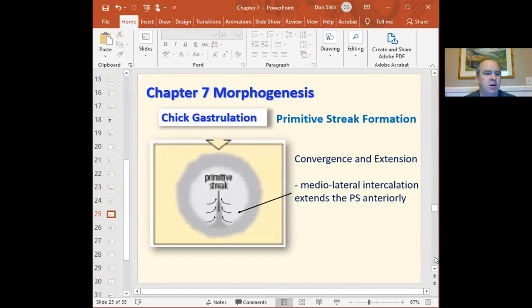So here we're talking about convergence and extension in the chick gastrula. So the formation of that primitive streak is all about C&E because cells are coming from the side, starting at Koller's sickle there, coming from the side and coming in like this and moving through, and that's what's forming that primitive streak. It's mediolateral intercalation.